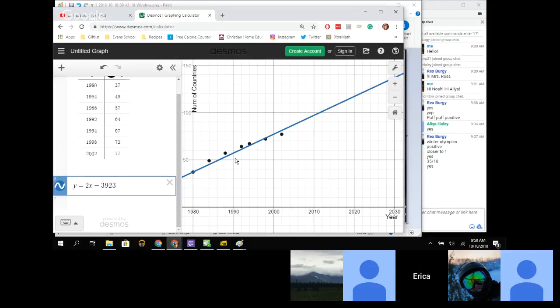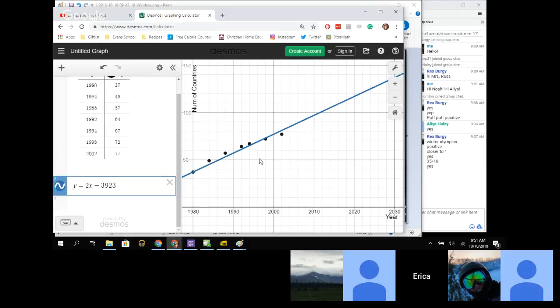All right, I just looked it up. I Googled it. There were 92 nations in 2018. So the model kind of falls apart, right? Kind of like flattened out about here, but up to there.